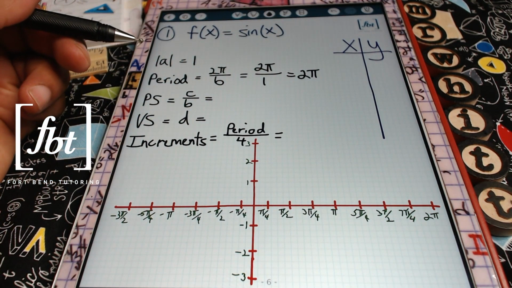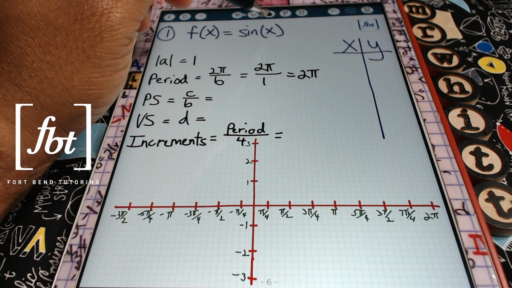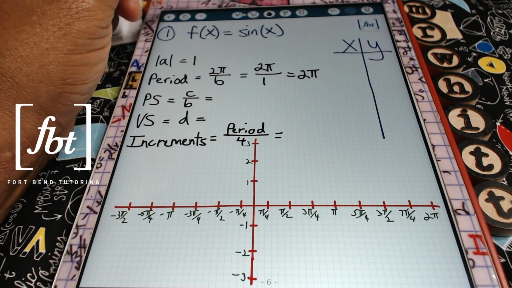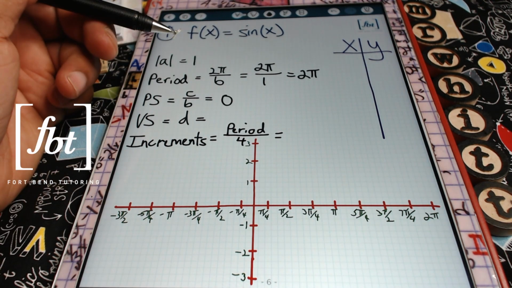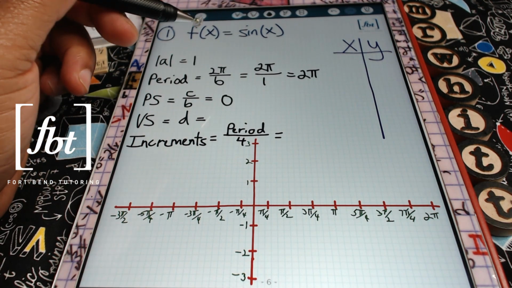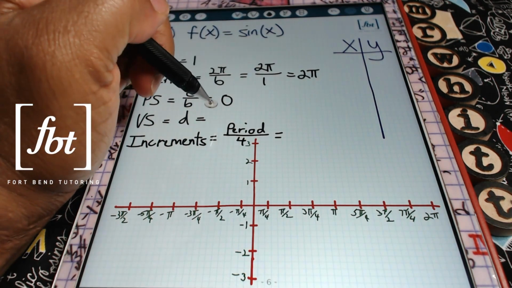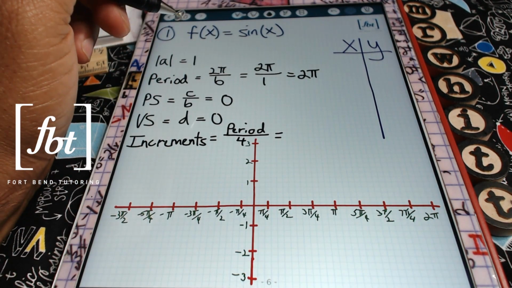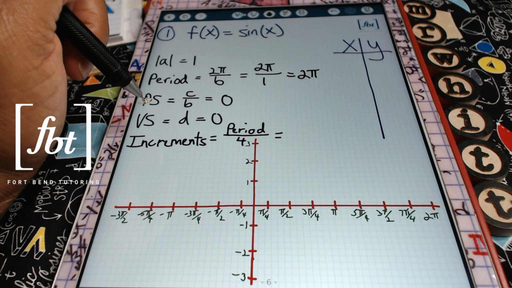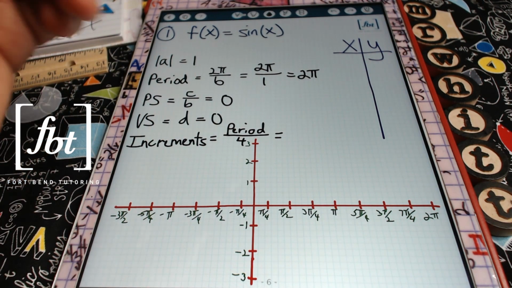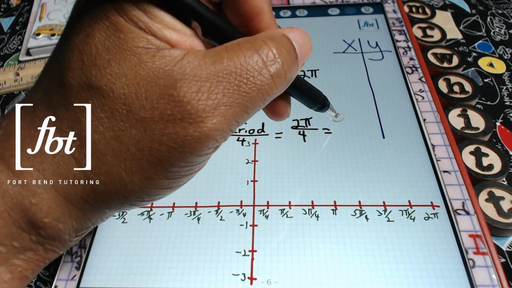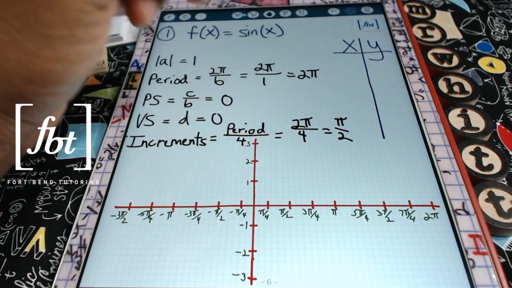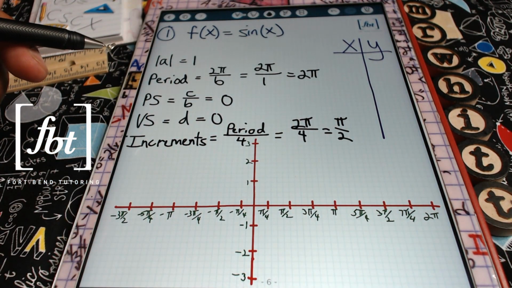Then for your phase shift, that's going to be c over b. We don't have a c value in this function, therefore the c value is 0. So 0 over 1 is just 0, and we'll be starting at 0 on our graph. Your vertical shift here is also 0. To find the increments of the function, we take the period, which is 2 pi, and divide that value by 4. We also simplify here, so we end up with increments of pi over 2.